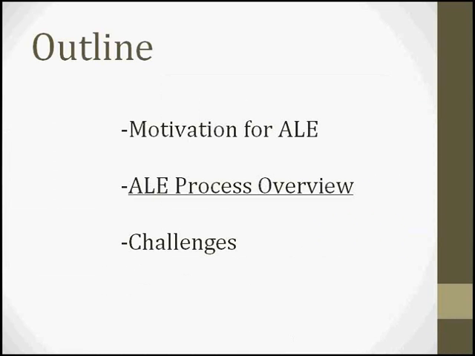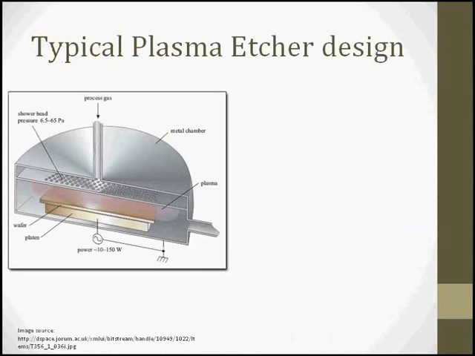So let's take now a look at the process overview of how we would create an ALE etch. But first, I'll compare and contrast it to a standard etch process. So this is just a quick look at a CCP, or capacitively coupled plasma etch chamber, where we have feed gases coming into a shower plate. There's RF being delivered to a lower electrode where the wafer sits, typically on an electrostatic chuck that holds the wafer down and also provides some cooling to the wafer.